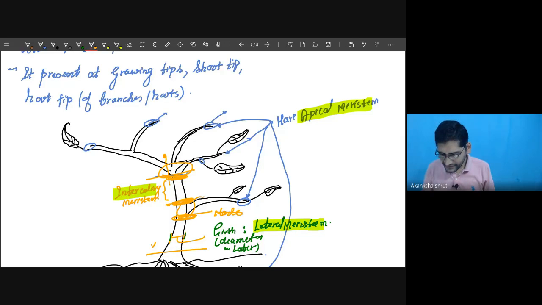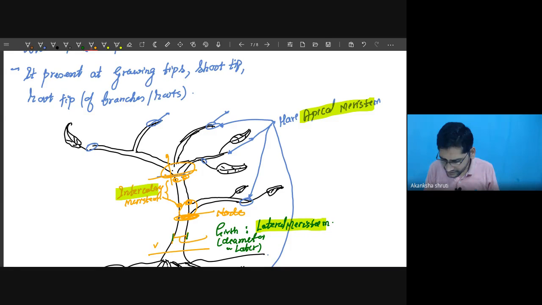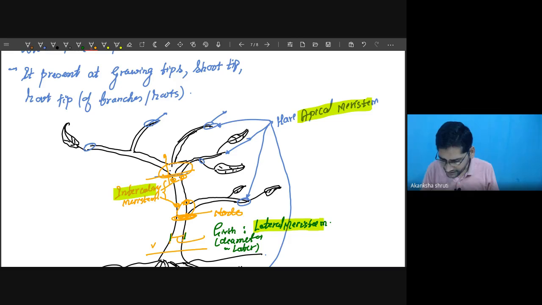Okay? So this area, or we can understand it as the area where the nodes are formed. At these points, the tissue present is your intercalary. Okay, students? It is this one.